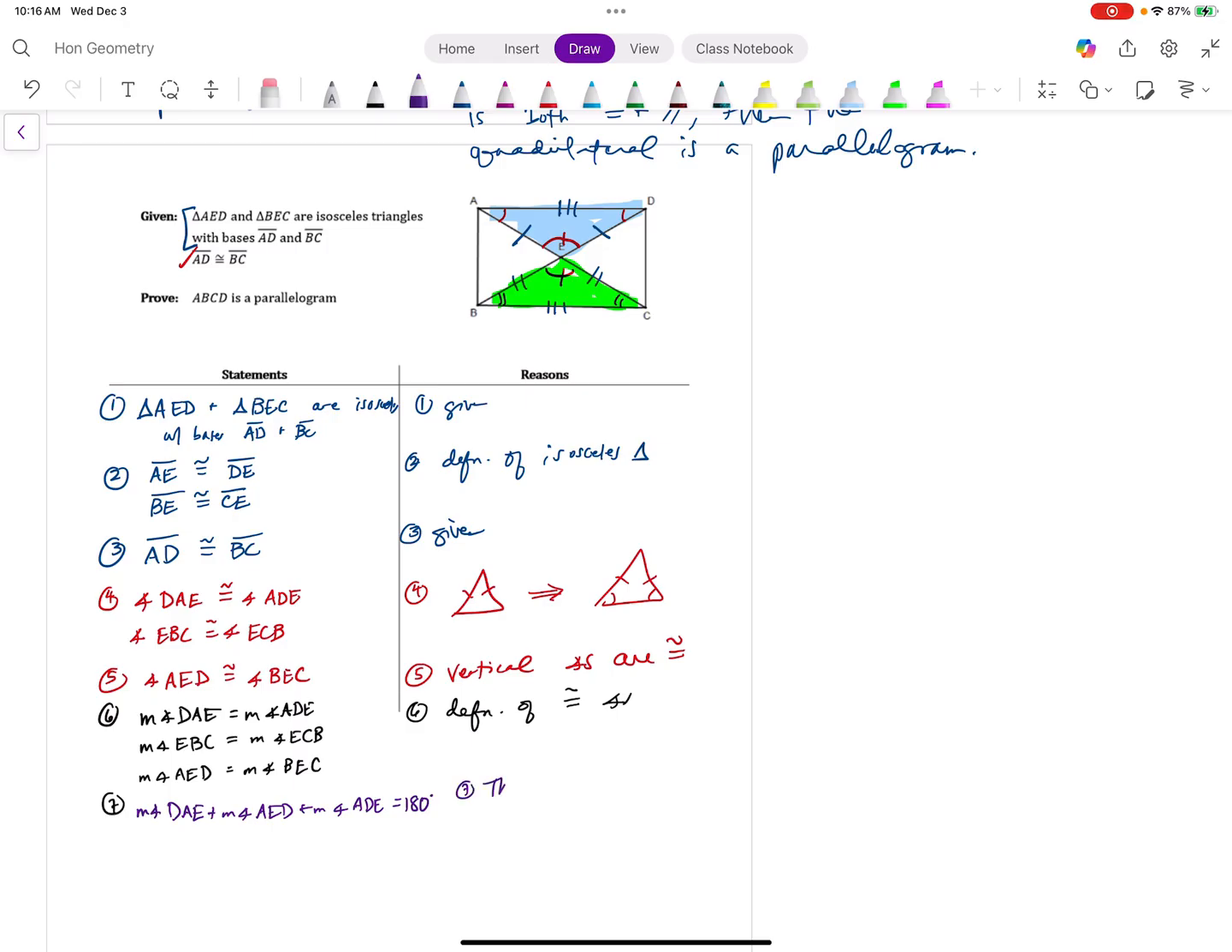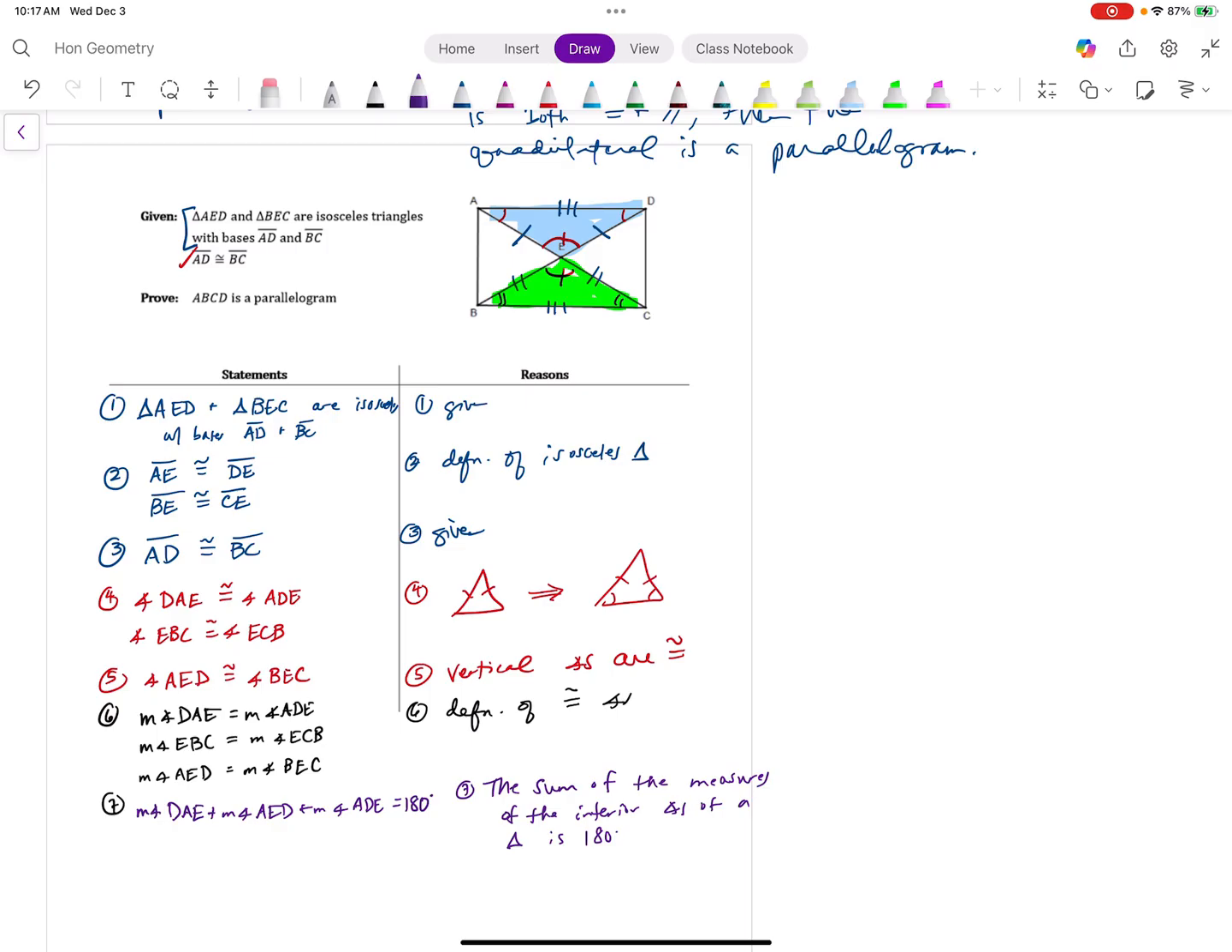Because the sum of the measures of the interior angles of a triangle is 180 degrees.